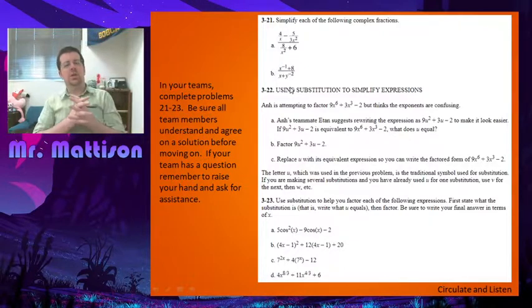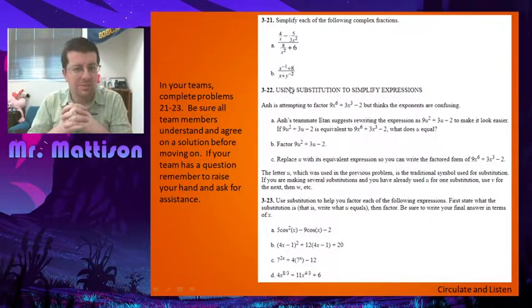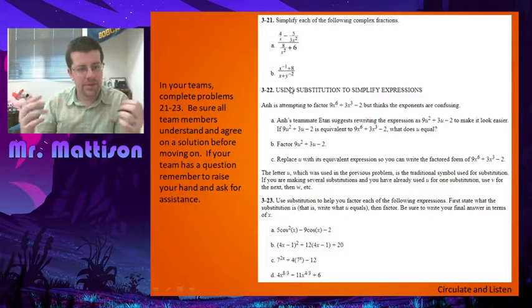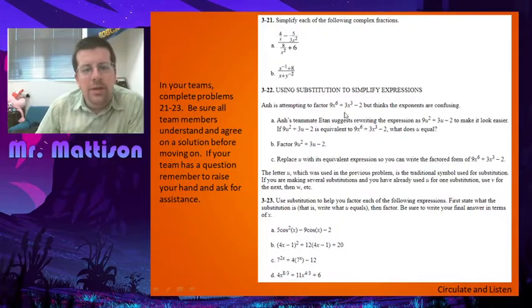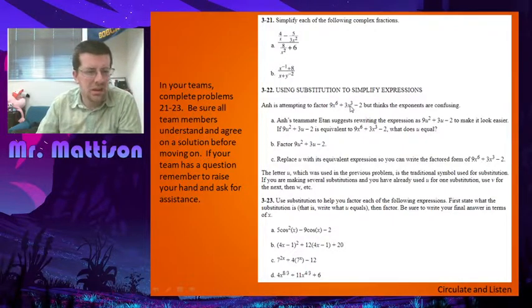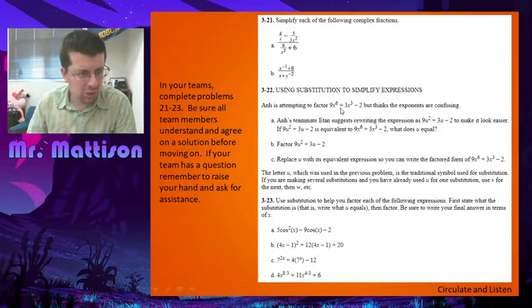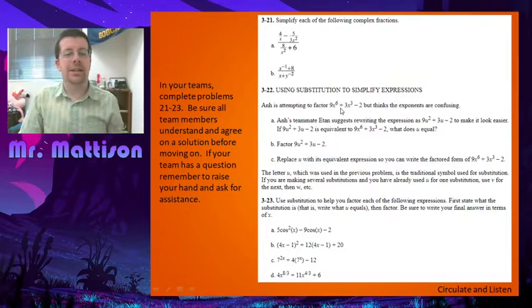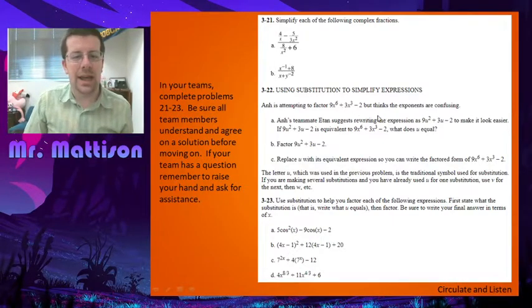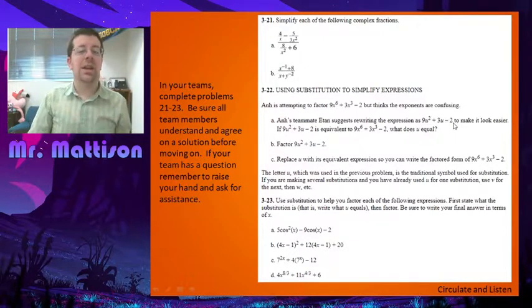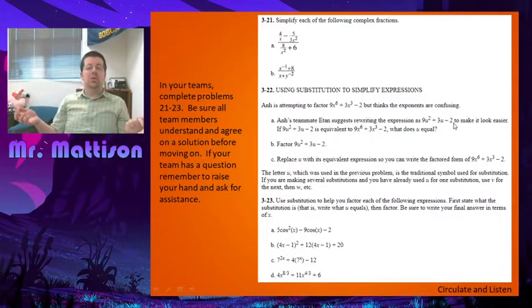All right, 22. Use substitution. It's been a while since we've done these, but here we go. This problem here is 9x to the 6th plus 3x to the 3rd minus 2. That's harder to do as is, but if we introduce our own new variable, we're going to call it u, and define u as being x to the third, then I get 9u squared plus 3u minus 2. Now that's a quadratic, which I know how to solve.